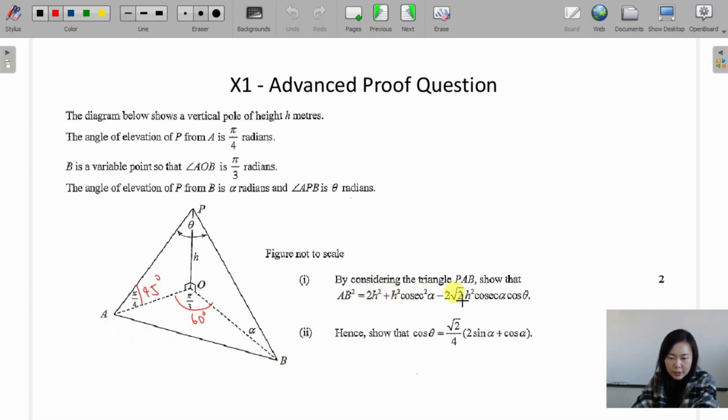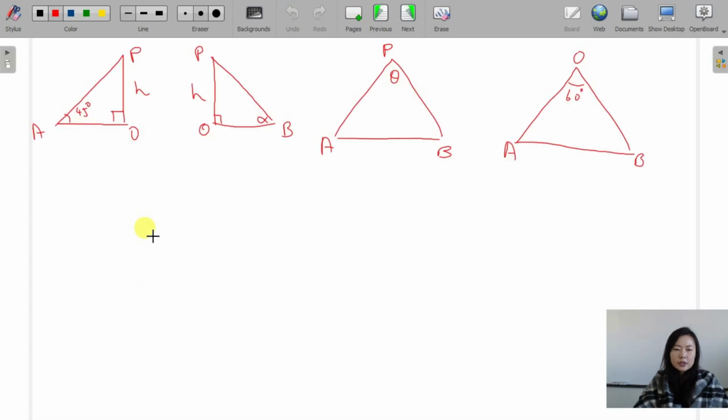Now, if you look at the expression here, notice there's a cos theta. So it means that we are looking at PAB, and actually the question tells you to look at triangle PAB. All right, so that's where we're going to look for it. So let's work with these 3 triangles first. Again, I'm going to highlight the sides.